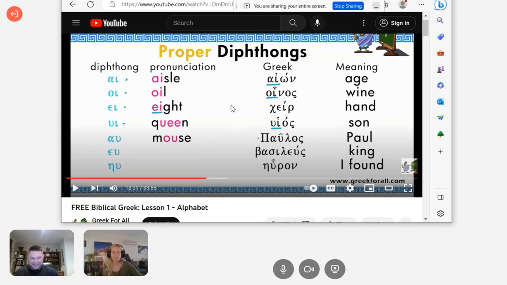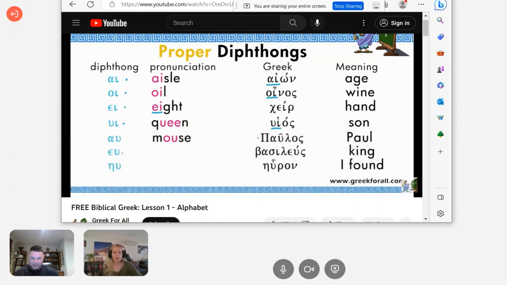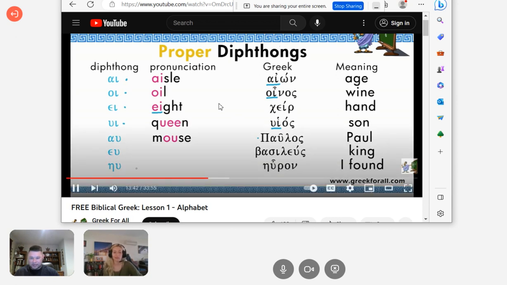Okay, let's see. Paulos, meaning Paul, and the next two diphthongs do not have any equivalent in English, but they are pronounced the same, eu, the Greek example.